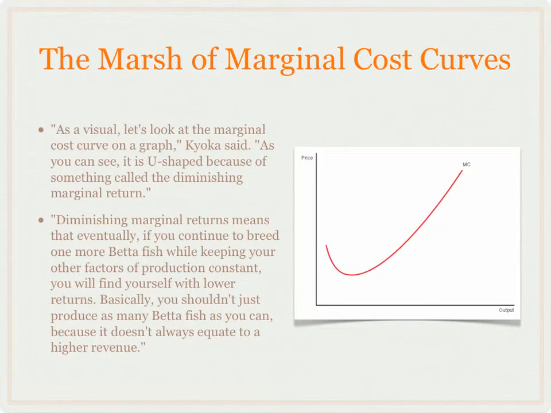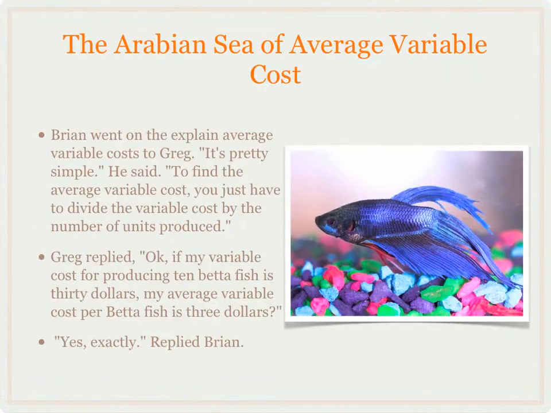As a visual, let's look at the marginal cost curve on a graph, Kyoka said. As you can see, it is U-shaped because of something called the diminishing marginal return. Diminishing marginal returns means that eventually, if you continue to breed one more betta fish while keeping your other factors of production constant, you will find yourself with lower returns. Basically, you shouldn't just produce as many betta fish as you can because it doesn't always equate to a higher revenue.